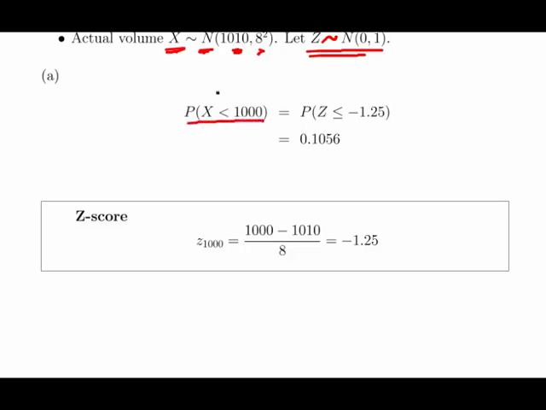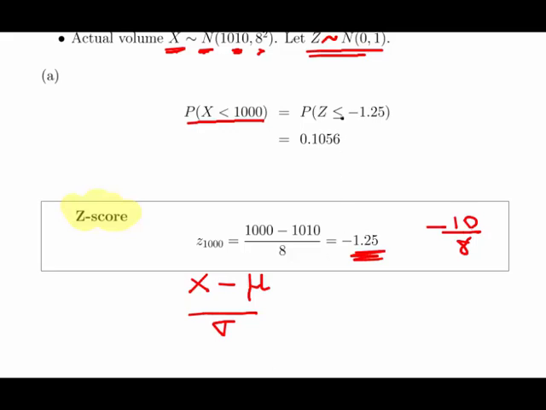Okay, so what we would do here is calculate a Z-score. So I'm going to put an added emphasis on Z-scores here. Essentially what the formula is, we have some value X, and in this case it's 1000. What we do is subtract the mean, which in this case is 1010, and divide by the standard deviation. So we end up with 1000 minus 1010 over 8, which is minus 10 over 8, and that gives us a Z-score of minus 1.25.